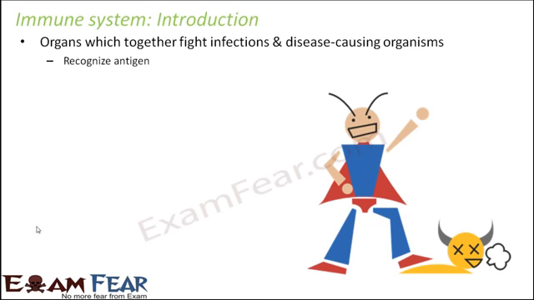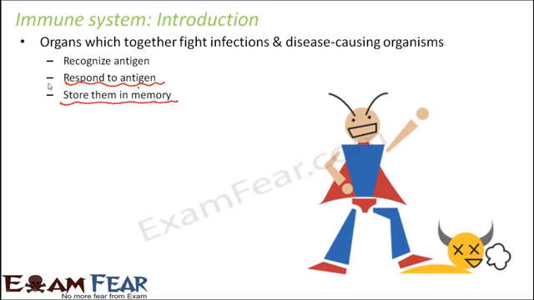These organs will recognize the antigen and respond to it. How does the immune system respond to the antigen? They respond by producing antibodies, and those antibodies will kill the antigens and then store them in memory. Memory is very important, so that when the same antigen attacks for the second time, a better response can be given. The secondary response is always more intense when compared to the primary response. So these are the three tasks performed by the organs which together form the immune system, and this is how the immune system fights against infection.